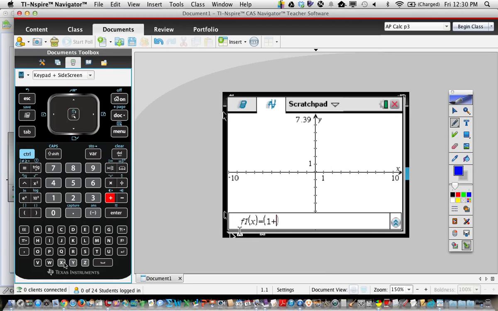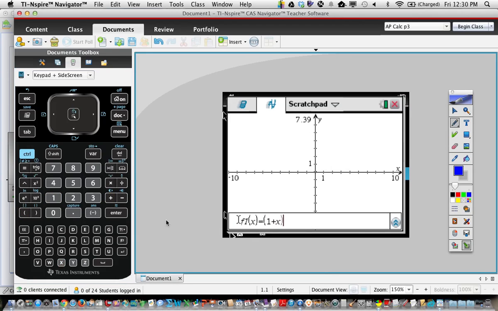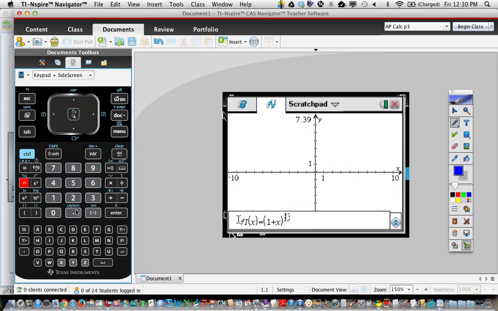1 plus x raised to the 1 divided by x, right? Now, if you think about that, if you plug a 0 in for x, think about what you're asking it to do. You're doing 1 divided by 0, which is undefined. And if you put a 0 in for x here, you have 1 raised to the undefined. That seems strange, right?